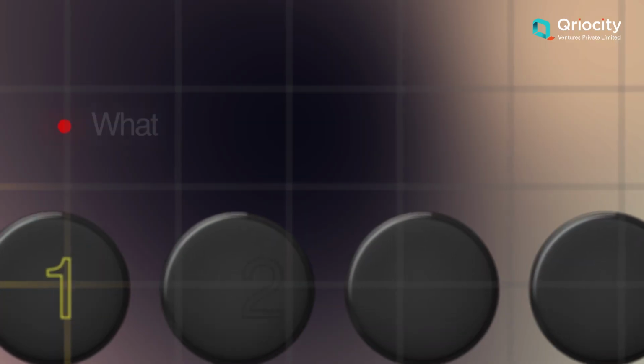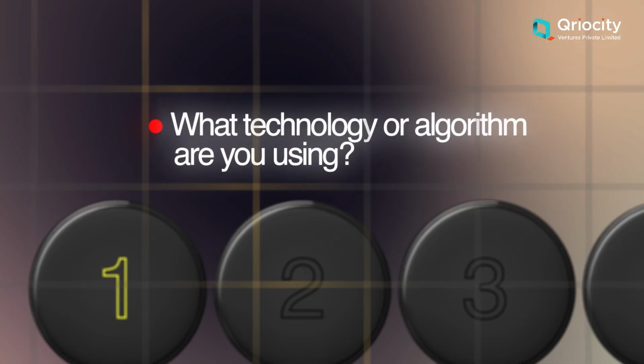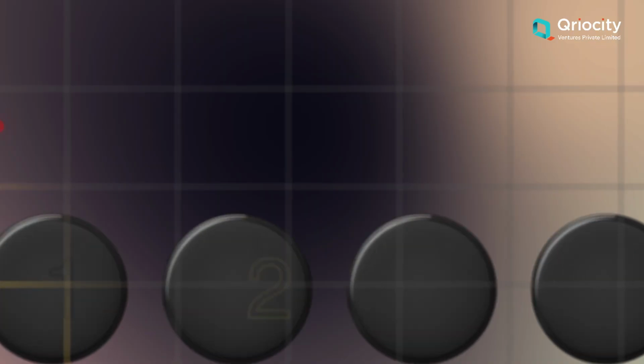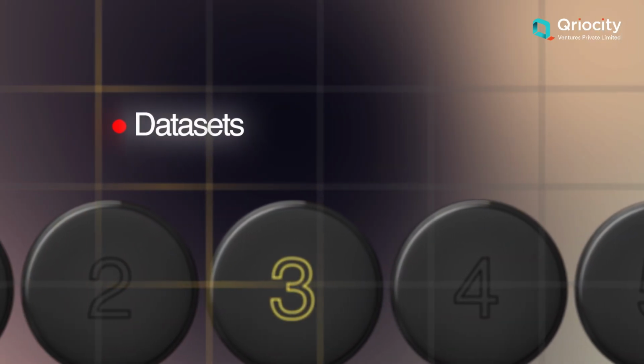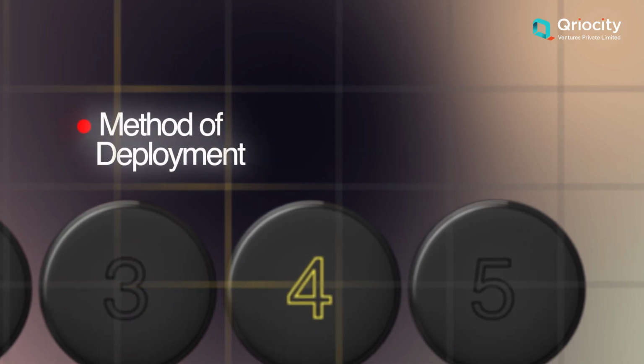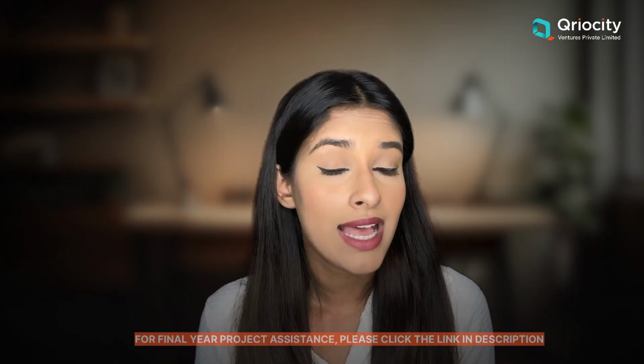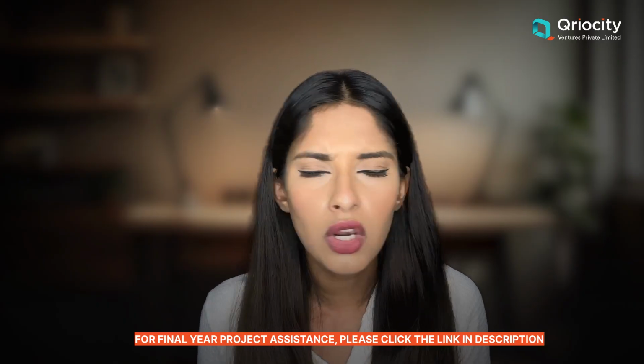Number 1, what technology or algorithm are you using? Are you using CNN, Transformers, MERN-Stack, etc.? Number 2, what is your novelty? Are you using multimodal data or a hybrid algorithm, or are you just dealing with real-time features? Number 3 is your dataset. It could be a Kaggle dataset, UCI dataset, or IoT sensor data, or just data that you collected yourself. And number 4, your method of deployment. Are you planning to deploy your project as a web app, a mobile app, or just a local demo?